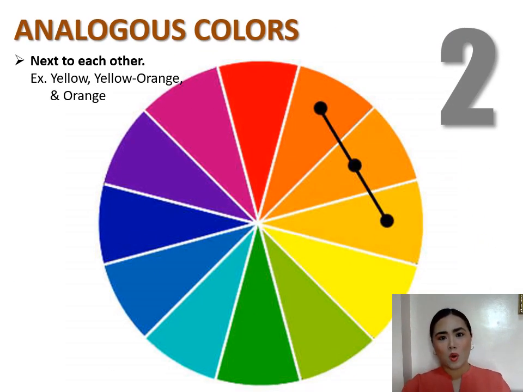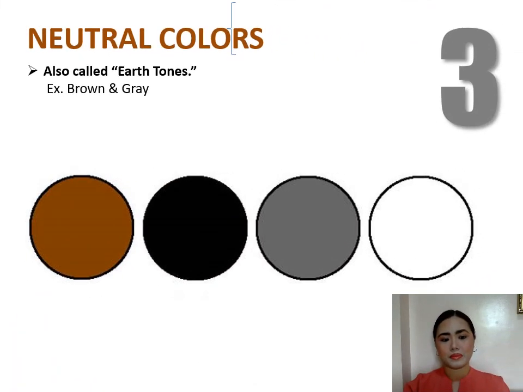Our second category are analogous colors. Analogous colors sit next to each other. Our example, we have yellow, yellow-orange, and orange. Our third category are neutral colors. Neutral colors are also called earth tones. Our example, we have brown, black, gray, and white.